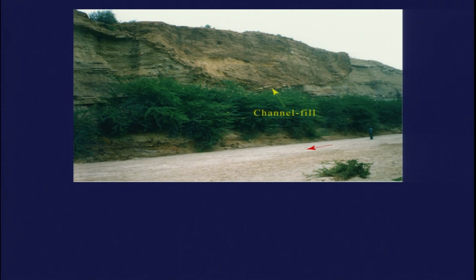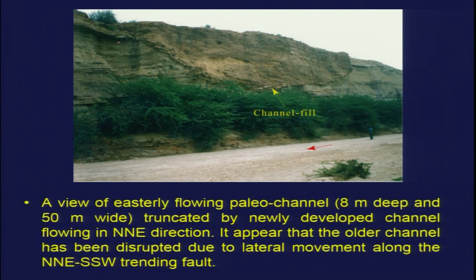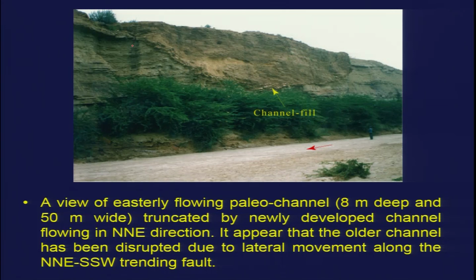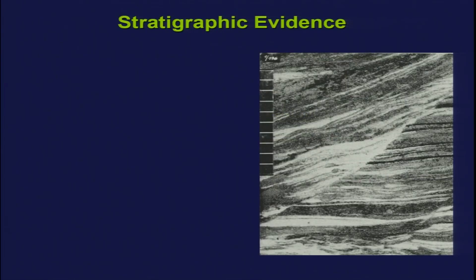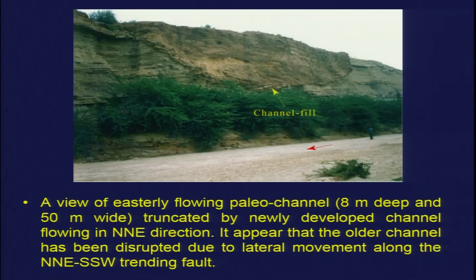That will help you avoid confusion between the primary structures and the sedimentary structures. That is what primary structures we are talking about, the sedimentary structures here. So this is a clear example of a paleo channel, and the contact which you see between the underlying deposits is your erosional contact.